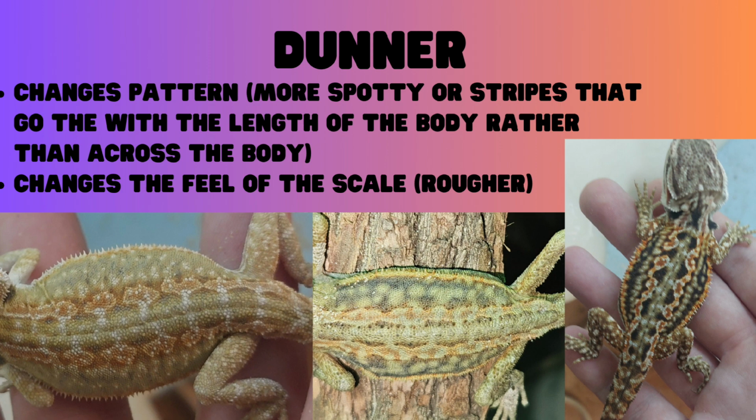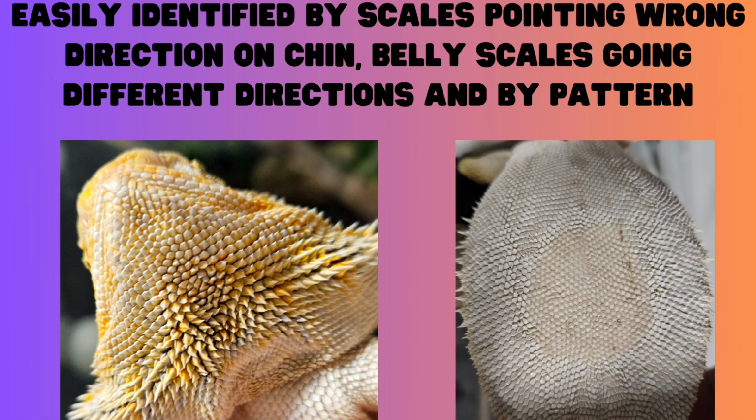Some people have also noticed that they may have longer forearms and stuff like that, but that's not the trait that you kind of look for in a Dunner, if that makes sense. Dunners are going to be super easily identified by the scales pointing in the wrong direction on the chin and the belly scales going in different directions, and also by their pattern. Once you get better at getting to know all the morphs, you'll also be able to tell just by touching their backs with your eyes closed. Honestly, it's that easy once you get yourself acclimated enough with them.